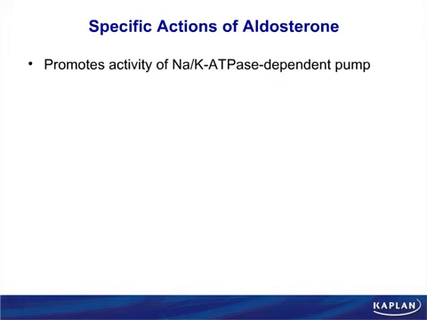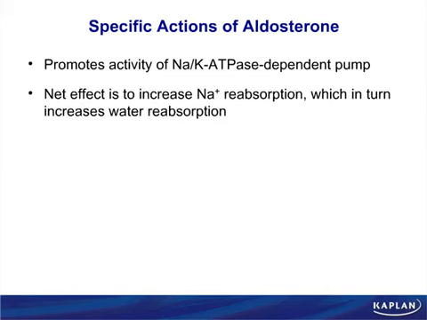Aldosterone makes you reabsorb sodium by stimulating the sodium-potassium ATPase on the basal membrane. The net effect increases sodium absorption, which pulls water in with it. This is part of the reason why people with hyperaldosteronism don't have high sodium levels. They're absorbing sodium and water, so you get high blood pressure, but the sodium levels don't go up.